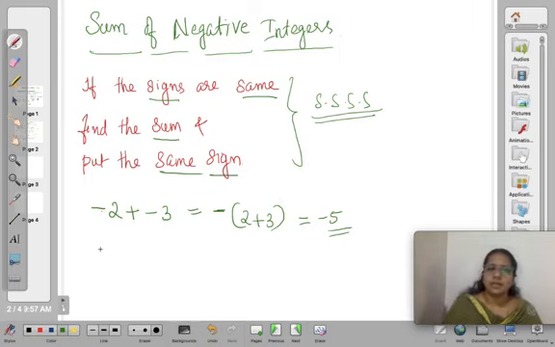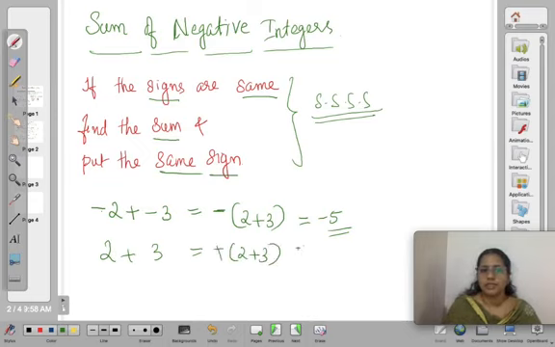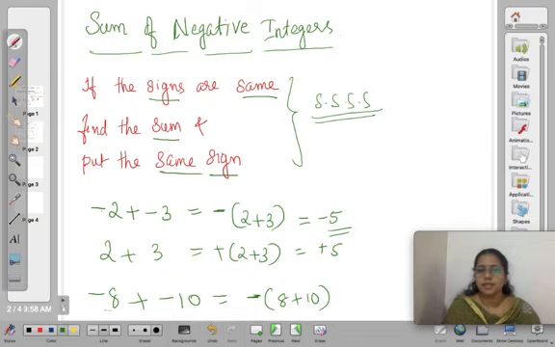Clear? So next, let me take other two numbers, 2 plus 3. Both are positive, so find out the sum and put the same sign, so you will get positive. If the numbers are -8 plus -10, the signs are same, find the sum and put the same sign, so your answer is -18. So this is our first rhyme.